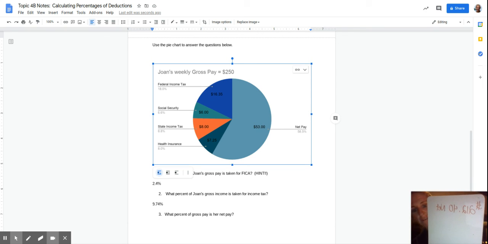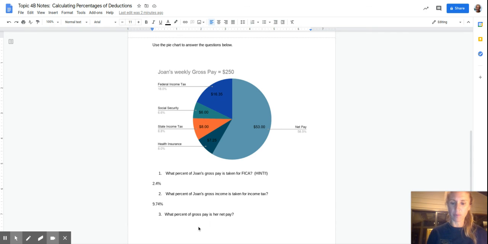And if I want to know what percent of her gross pay is her net pay, I'm going to take the net pay and I'm going to divide that by 250. So that divided by 250 is 0.8496. Move that decimal point 2 places, 84.96%. So that's a lot. She makes a lot. That's probably not super realistic because my numbers are all wonky, but you get the math. Okay, so what percent of her gross pay is her net pay? 84.96%.